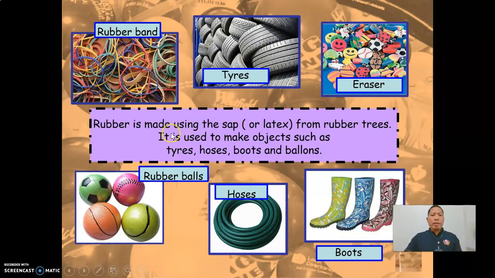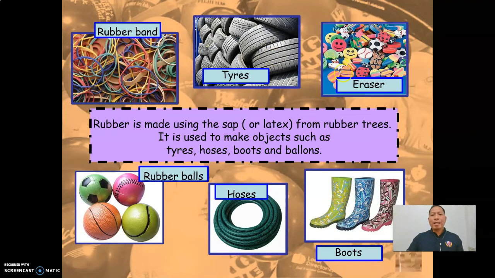So next material is rubber, and rubber is made using the sap or the latex from trees. It is used to make objects such as tires, hoses, boots, and balloons. So these are rubber bands. Tires, these are tires. You can see the tires underneath the car. So a car uses tires that are made of rubber.